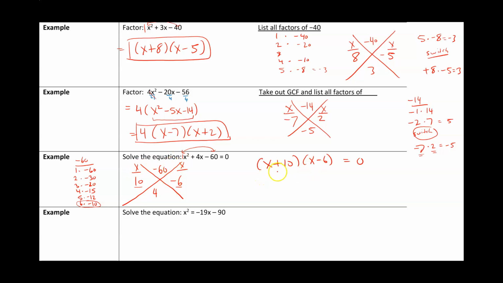The zero product property says if two terms multiply to 0, then either x plus 10 has to equal 0 or x minus 6 has to equal 0. If I subtract 10, I get x equal to negative 10, that's one answer. If I add 6, I get x equal to positive 6, that's another answer. So our two answers are going to be x equal to negative 10 or x equal to positive 6.